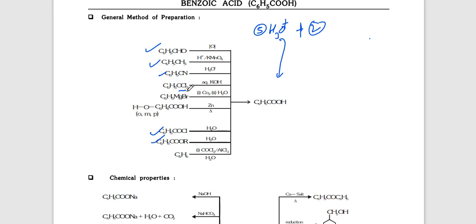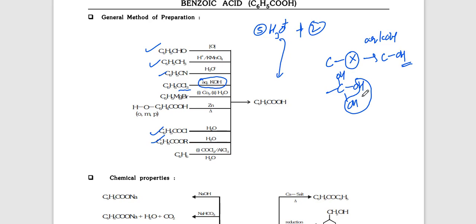Now when CCl3 is there, what is the function of aqueous KOH? Aqueous KOH converts C-X into C-OH. That means halogen is replaced by OH in the presence of aqueous KOH. So here 3 chlorines are there, and 3 chlorines are replaced by 3 OH groups. Here 2 OH groups are unstable, removing one water molecule. That means C double bond O, OH, carboxylic acid. This one is also done.